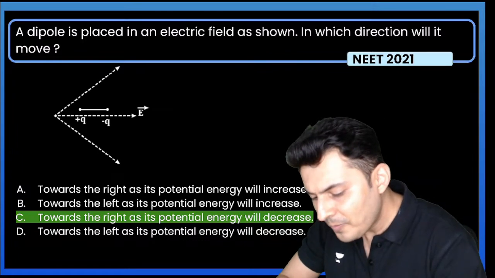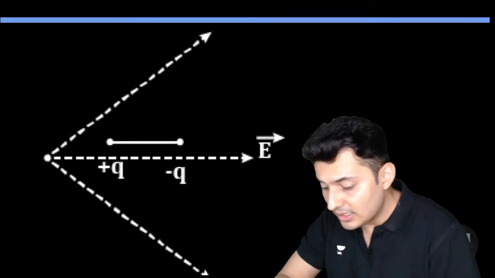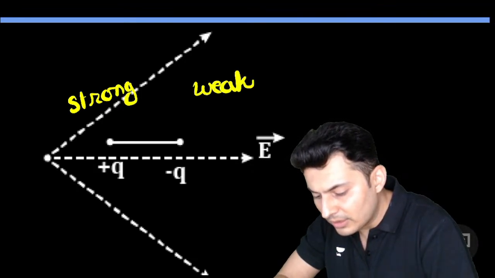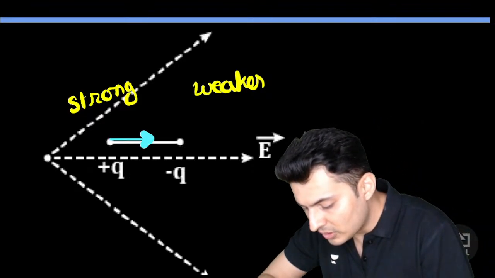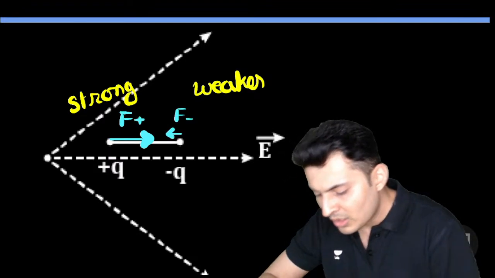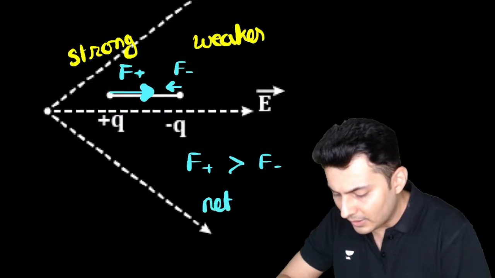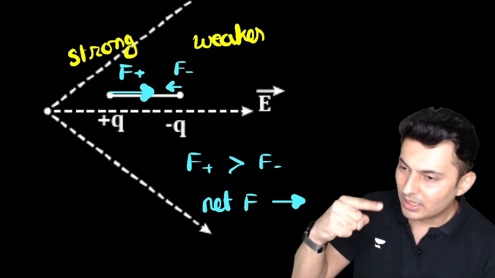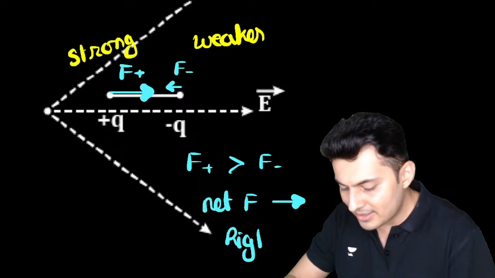Okay, so my dear students, if you notice, this positive charge is in the stronger part of the field. This is the stronger part of the field. This is the weaker part of the field because the lines are far away. So stronger field means stronger force. So the force on the positive charge will be stronger, whereas on the negative charge, it will be smaller. Now, because F positive is more than F negative, the net force will be towards the right side. Bigger force minus smaller force, bigger force wins, obviously. So that's why it will move towards the right side.